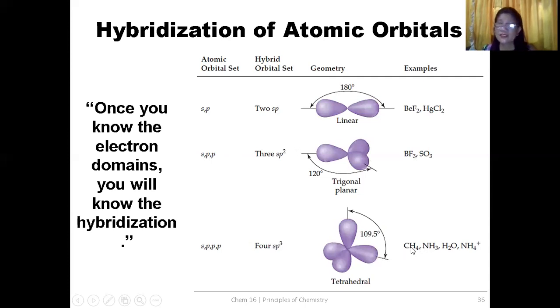Your carbon, your hydrogen is S. S. Then you have a carbon of P. Therefore, that is sp.